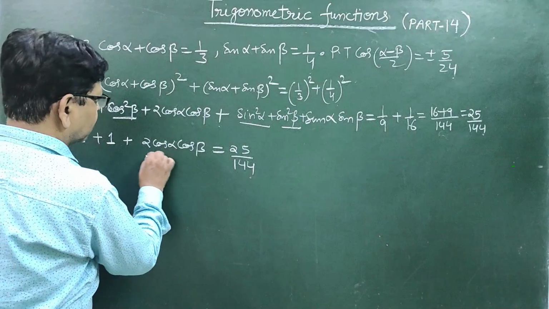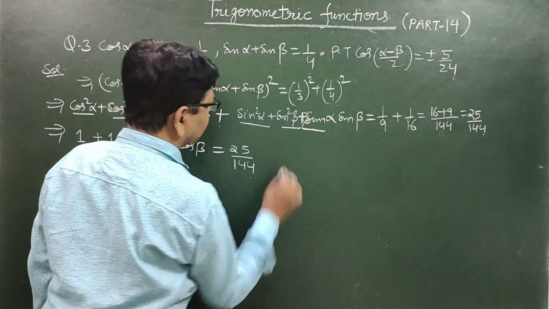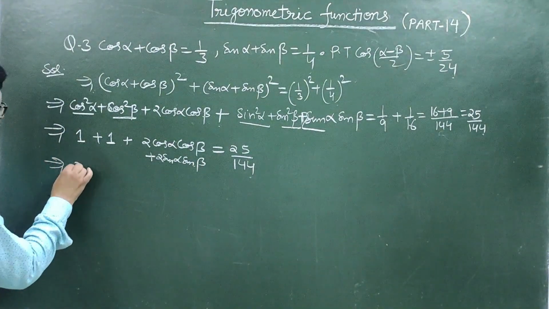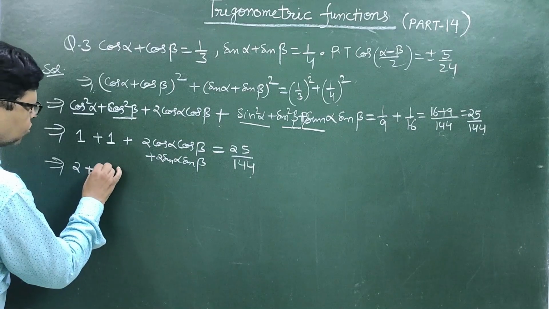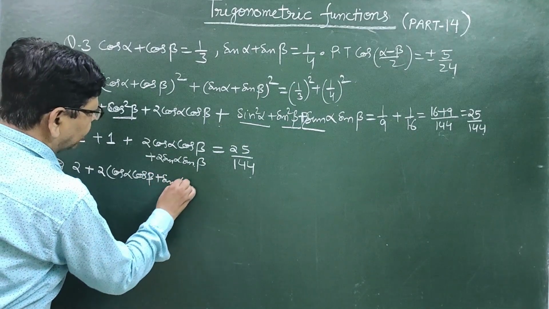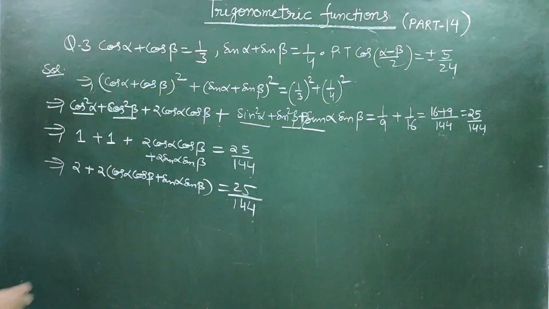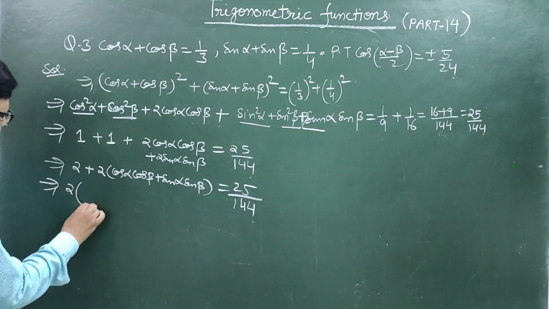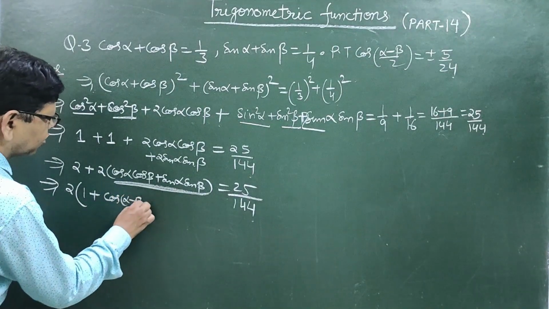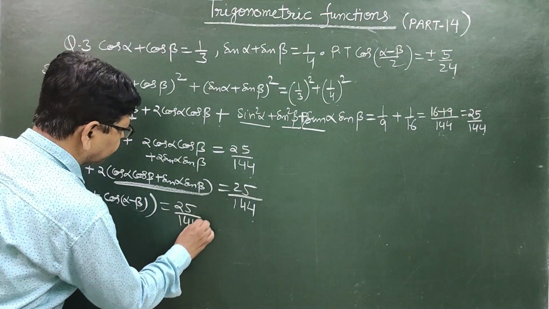2 cos alpha cos beta, here we have plus 2 sin alpha sin beta. So this gives 2 plus 2 is common, and then cos alpha cos beta plus sin alpha sin beta, this is equal to 25 upon 144. If I take 2 common, then 1 plus, and this is the formula for cos of alpha minus beta. Cos alpha minus beta is equal to cos alpha cos beta plus sin alpha sin beta. This is equal to 25 upon 144.